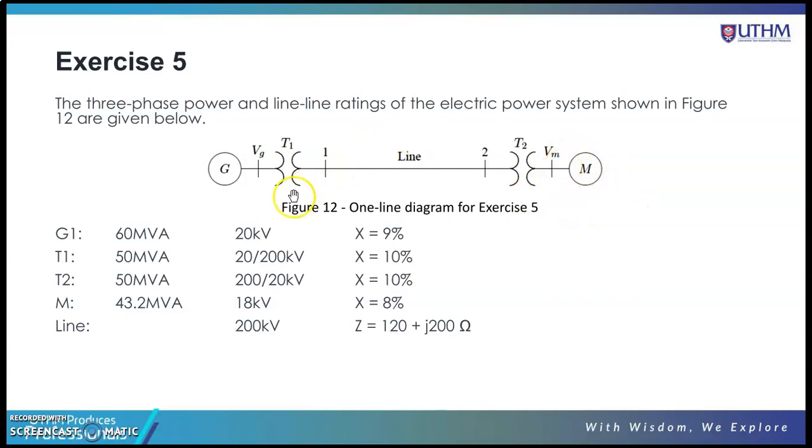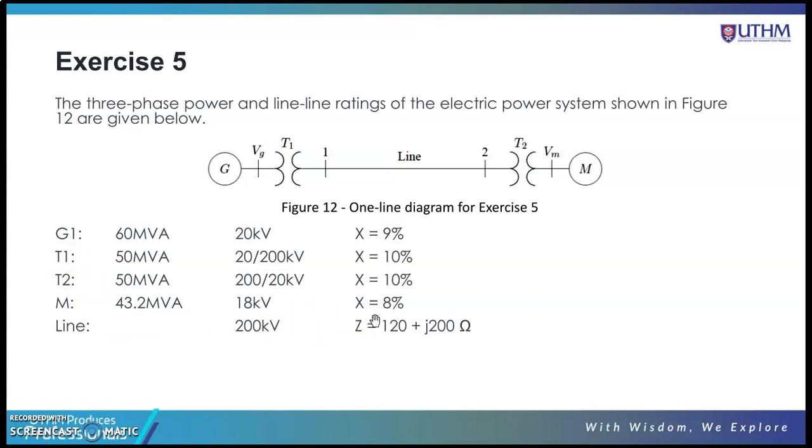This is the rating of the elements G1, T1, T2, the motor, and the line. This is the line-to-line voltage, because the information given to you is line-to-line ratings. This is the reactance of the G1 in per unit. This value is based on this voltage and this apparent power, and similarly for T1, T2, and the motor.